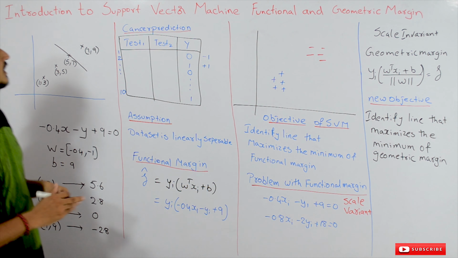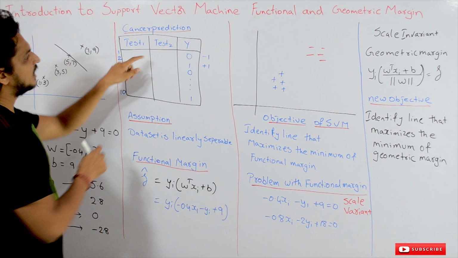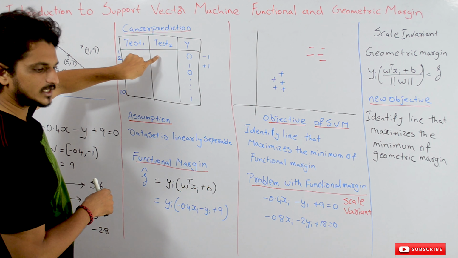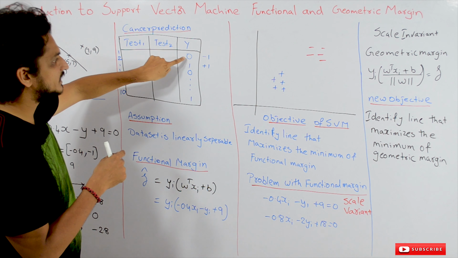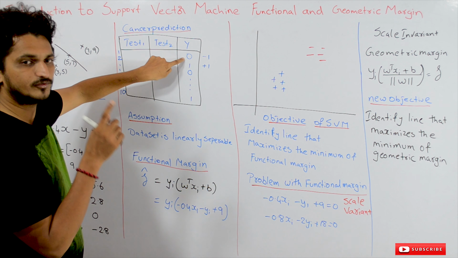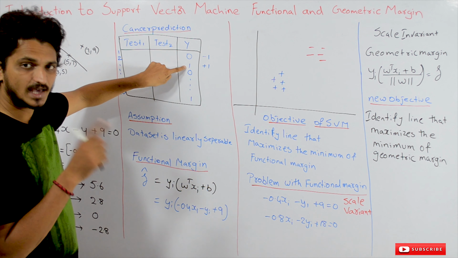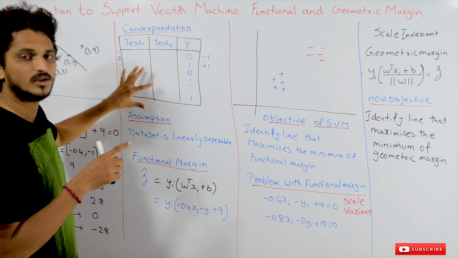The example data set which we consider here is the cancer prediction data set. In this data set we have two columns, test 1 and test 2. These are input columns. Based on the test values, y, the output, says whether the patient has cancer or not. If the patient doesn't have cancer, it is given as 0. If the patient has cancer, it is given as 1. This is the usual notation for a binary class classification data set.